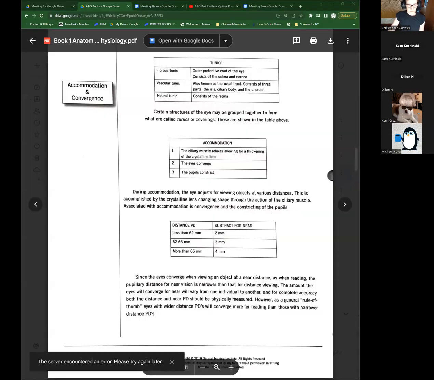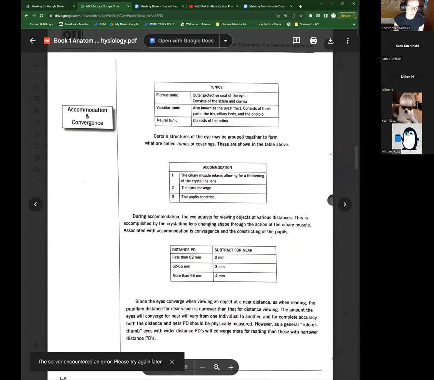Okay. So basically, guys, for this, I think we touched a little bit on the tunics. I think I told you, not something that I would worry too much about for the test. We did talk last week about accommodation. That's a really important concept.